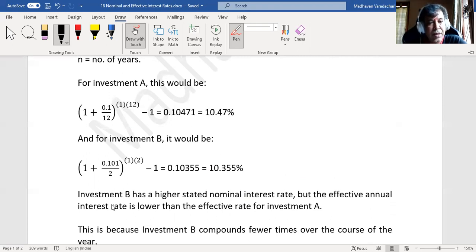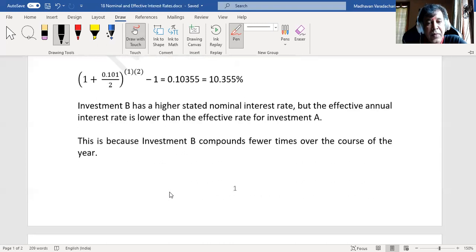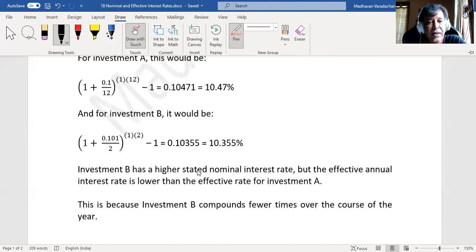You may notice that investment B has a higher stated nominal interest rate because they stated it as 10.1%. But the effective annual interest rate is lower than the effective rate for investment A. The reason is very simple. Here the number of conversions is more compared to the number of conversions there. Even though the rate is a little bit higher there, 0.101 versus 0.1, the number of conversions is less. This is because investment B compounds fewer times over the course of the year.